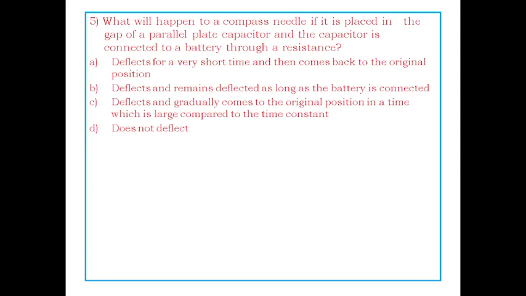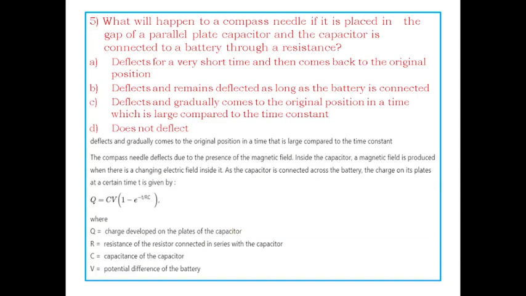What will happen to a compass needle if it is placed in the gap of a parallel plate capacitor and the capacitor is connected to a battery through a resistance? Okay, so we have a relation here. The compass needle means we have a compass in between the two capacitor plates, and there will be a magnetic field in between the capacitor plates.